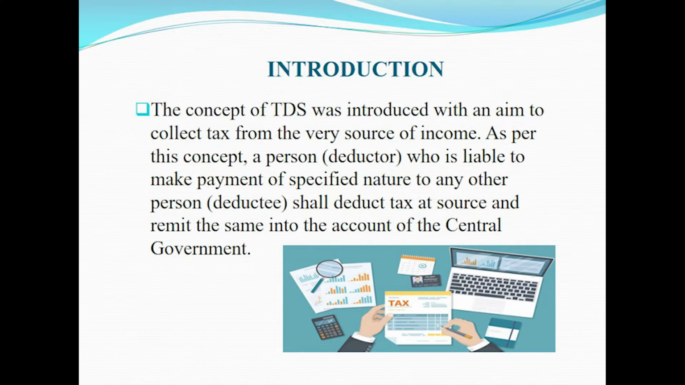As you all know, in any supply transaction you have two parties, that is the supplier as well as the recipient. So, in case of TDS, the supplier is the deductee and the recipient is the deductor. The deductor will be liable to make the payment of a specified nature to any other person, that is the deductee, and he shall deduct the tax at source, and after deducting the tax, he will remit that amount into the account of the central government.